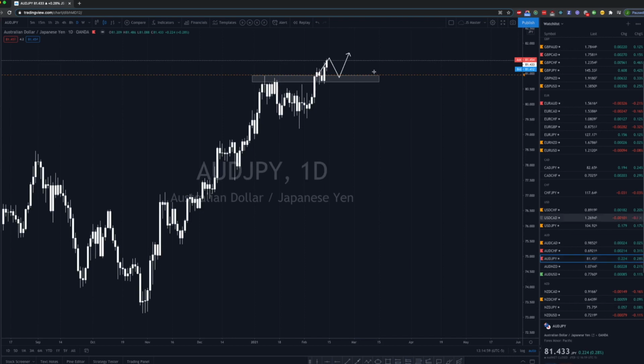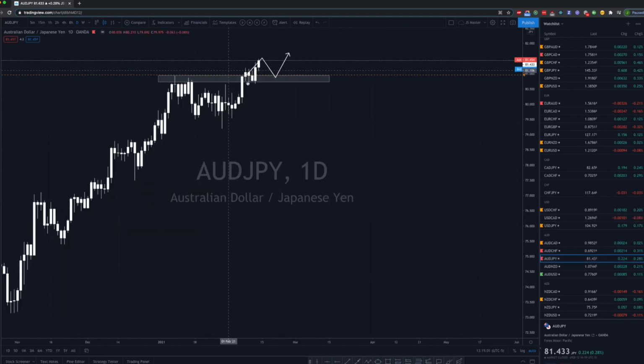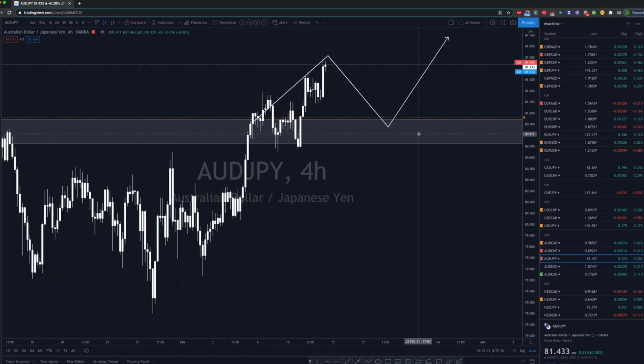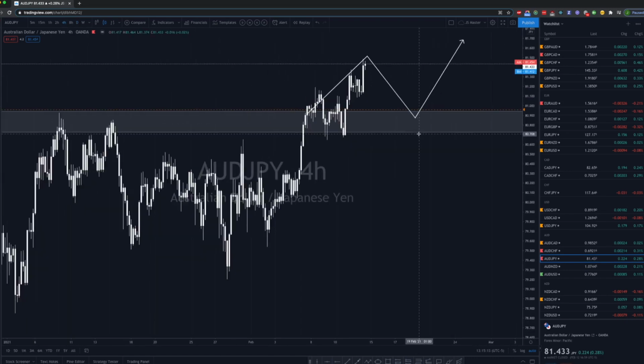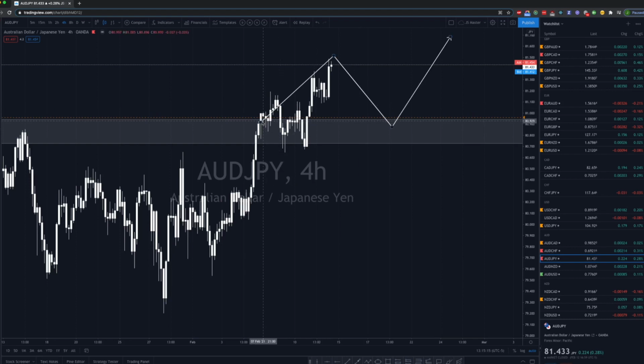AUDJPY. All right, so we had price retest the level that I had drawn up. But I didn't have my alert trigger. I think I just set my alert probably a little bit too late. But you know, price did pull back into the level. So what I'll be waiting for on this pair is just to see if it wants to pull back a little bit deeper. And if it does, then happy days.